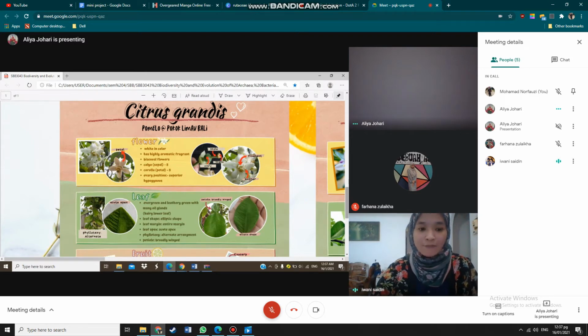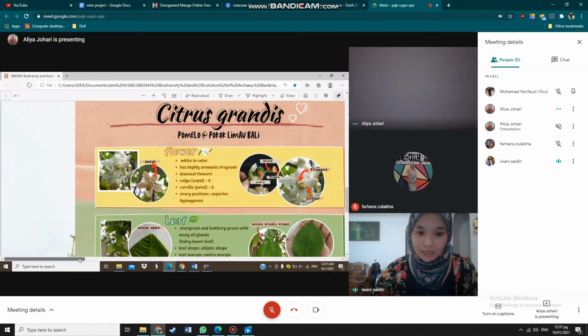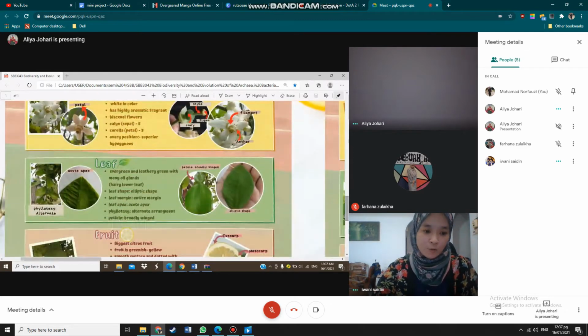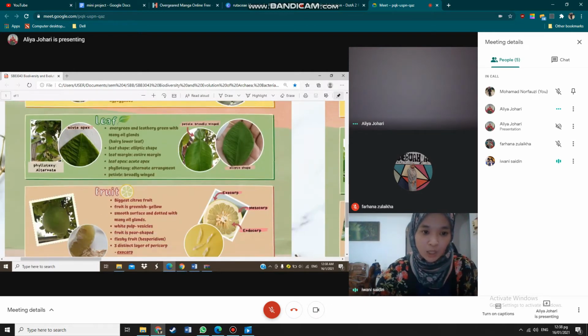The leaf of Citrus grandis is evergreen and leathery green with many oil glands, and the lower part of the leaf has a hairy-like structure. The leaf shape is elliptic and the leaf margin is entire with an acute apex. The arrangement of the leaf is alternate, in which at each node only a single leaf arises. The petiole is broadly winged.